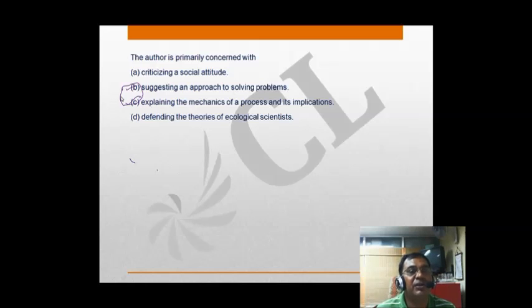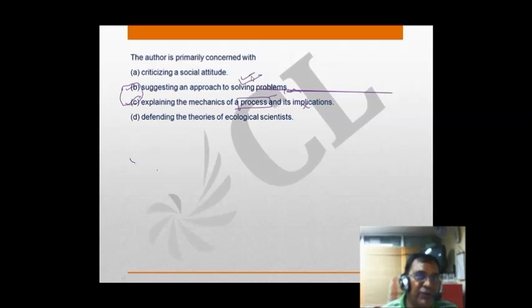Primarily criticizing, explaining a mechanism of process and its implication? No. Now I'm getting it. Process. He has only talked about process. He has not talked about carrying capacity. Implications have not been discussed. So therefore, I think I am going for answer B. So, my dear friends, eliminate answers. Firstly, zero in on two options, then check which one you are going to mark.